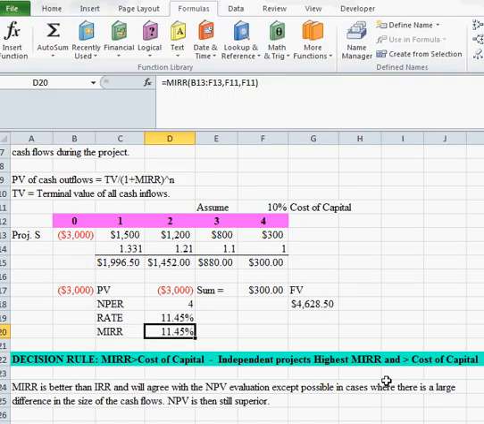So the rules again for modified internal rate of return is that this number, this return that we're going to receive, is greater than the cost of capital, which it is, 11.45 compared to 10%. And that if we have 2 projects that we're comparing, we would take the one that's the highest, provided again that it's higher than the cost of capital.